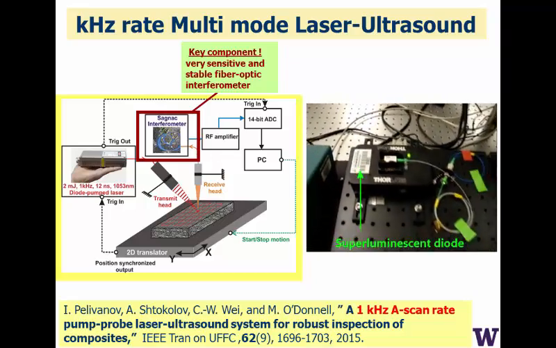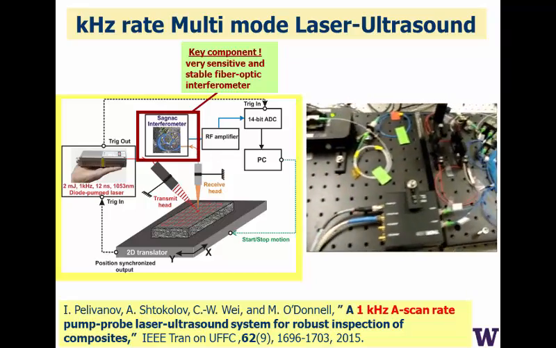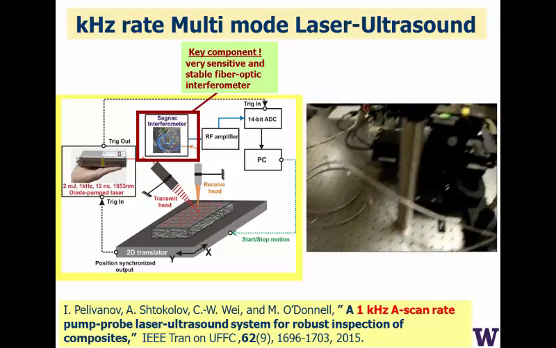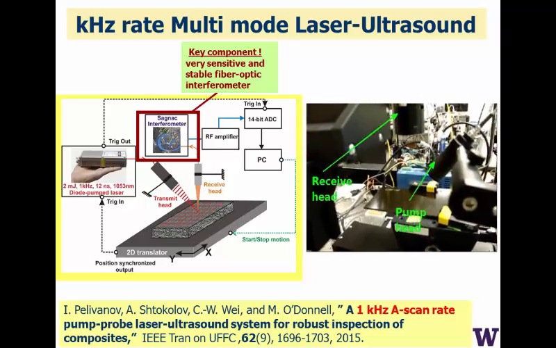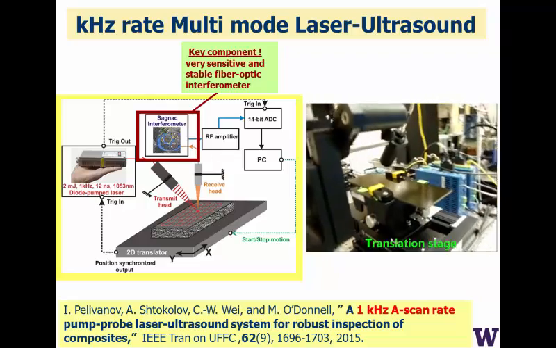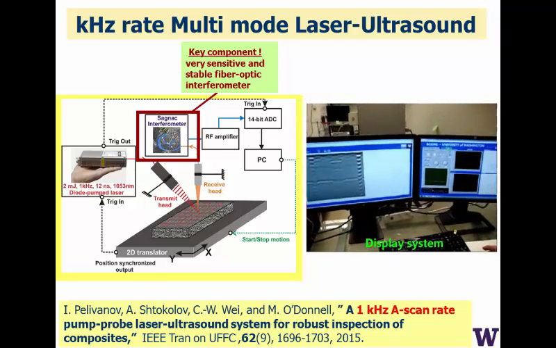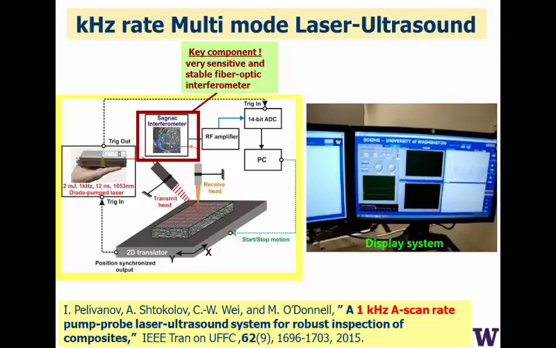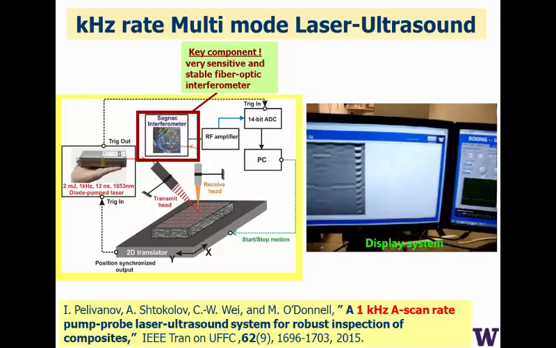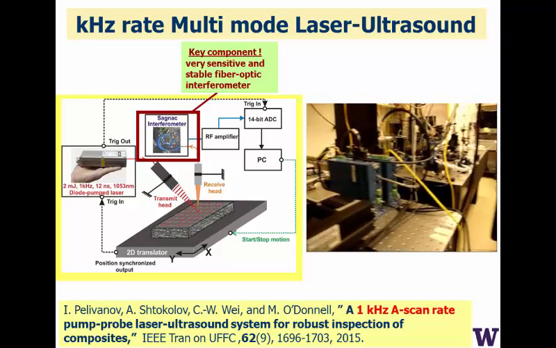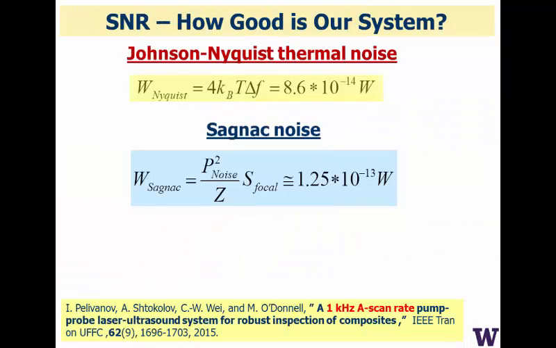So here's the system. That was the source laser. This is our entire receiving interferometer. This is the total delivery system, the head. So again, non-contact, mostly for inspection of composite parts. And then a real-time operating system in there so that we are imaging in real time as we are scanning through the system. So again, we presented this last year.